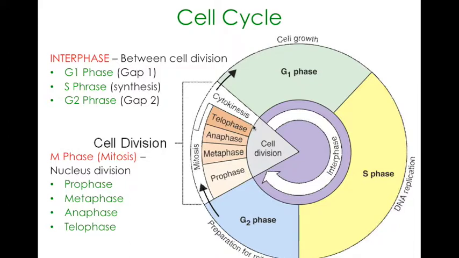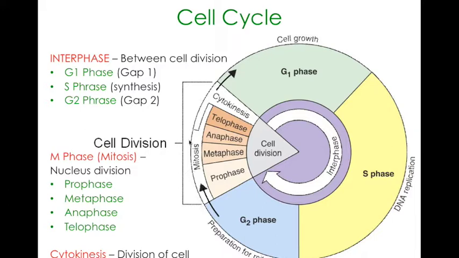After mitosis occurs, cytokinesis also occurs, which is the division of the rest of the cell. All of these sections here, prophase, metaphase, anaphase, telophase, and cytokinesis, make up the cell division phase. So they both encompass cell division.